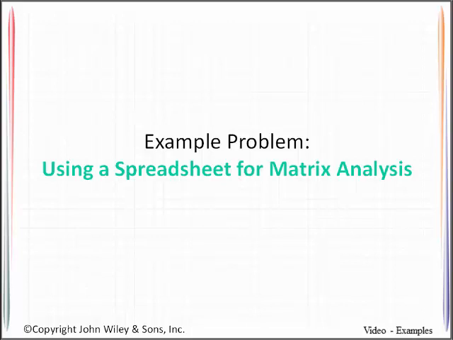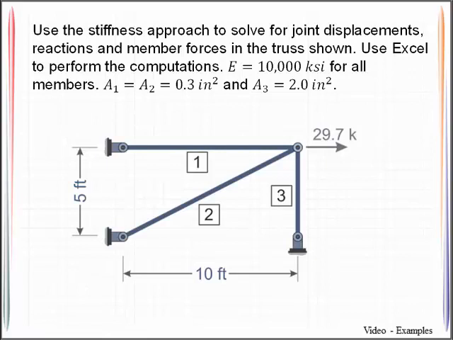Well, hello again. In this example, you will see how to use a spreadsheet to carry out the basic matrix operations required in the stiffness approach. Specifically, we will be looking at this three-member truss that has pin supports at three of the joints, with only one of the joints being able to move. We've been given some information regarding these.